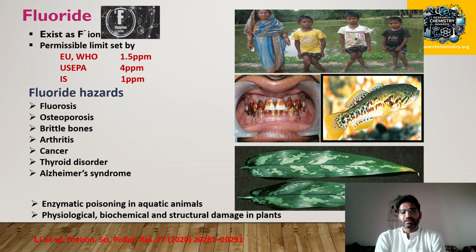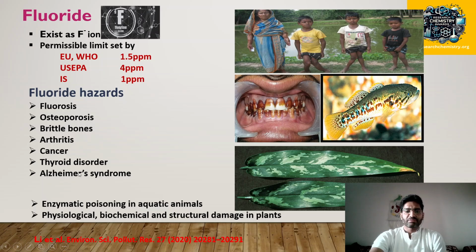So there are certain concerns which we have looked into. These are the various fluoride hazards. We could see that fluorosis is one of the major causes. Osteoporosis, which leads to bending in the bones, brittle bones, arthritis, and it has been seen in some cases of cancer that fluoride is also responsible for it. Sometimes thyroid disorder is also observed. Alzheimer's syndrome is also observed.